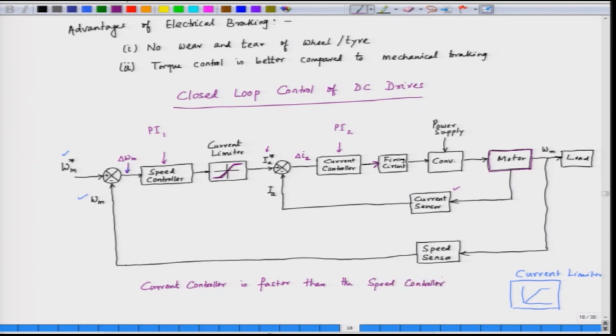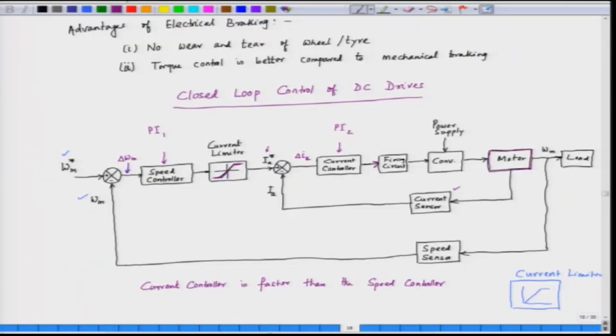The reason is the current controller controls the current, which is an electrical variable. So, when we are controlling an electrical variable, the controller has to be fast acting. On the other hand, the speed controller controls the speed, which is a mechanical variable. A mechanical variable can change slowly compared to an electrical variable. So, the speed controller is a slower controller and the current controller is faster compared to the speed controller.